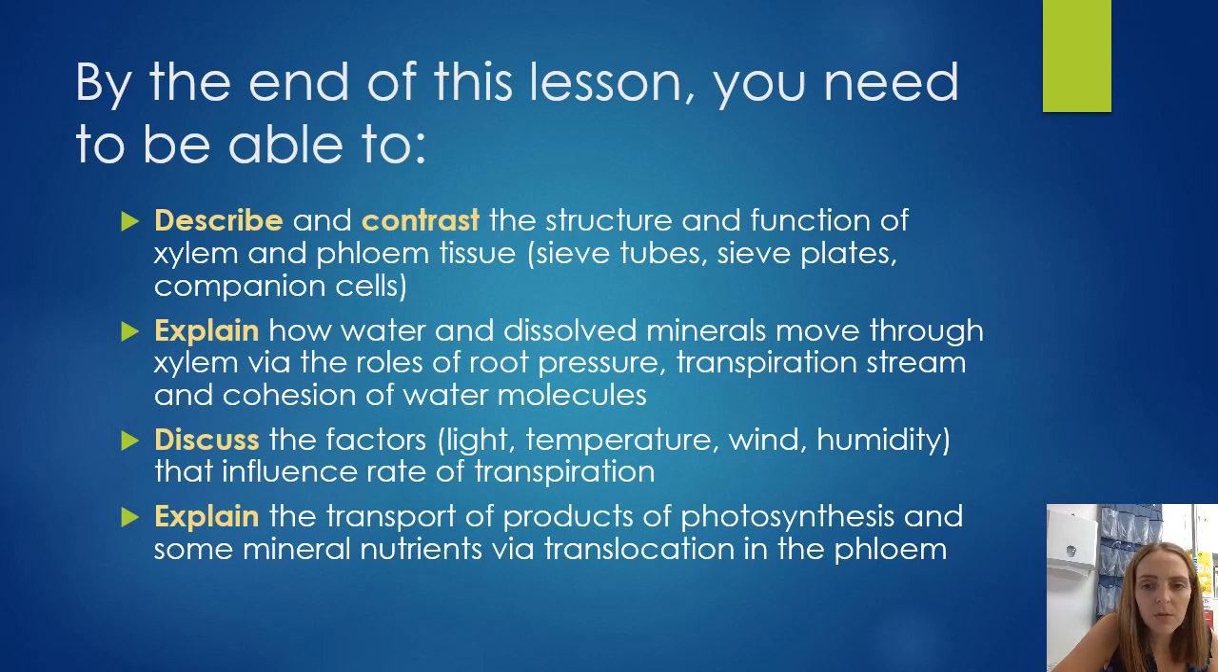Explain how water and minerals move through the xylem in those processes that we talked about with root pressure, transpiration stream, and water cohesion. Discuss factors influencing rate of transpiration. That could be a really cool one for looking at for student experiments. And explain the transport of the products of photosynthesis via the phloem.